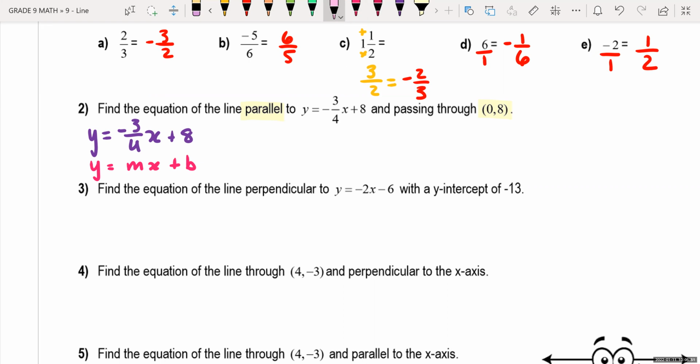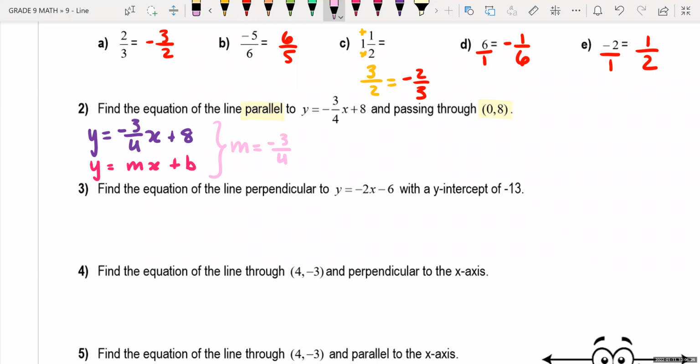Yep, Ari, you got it right. The slope is -3 over 4 because it's in the form that it's supposed to be in. You just read off the x. So for this line that they've given us, the slope is -3 over 4. Now, they're telling us that our line that we're trying to figure out the equation of is parallel to it. So what do you think the slope of our line is going to be if it's parallel? It's also going to be -3 over 4. Yeah, Ari, because parallel lines have the exact same slope.